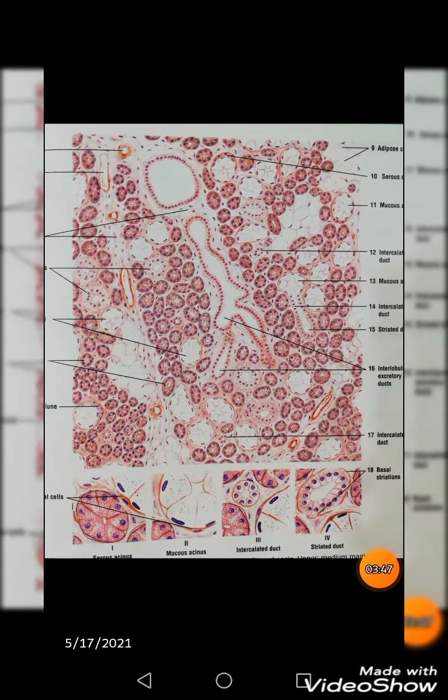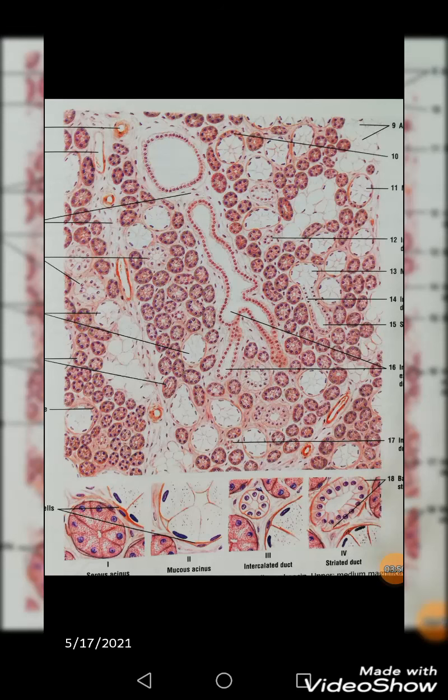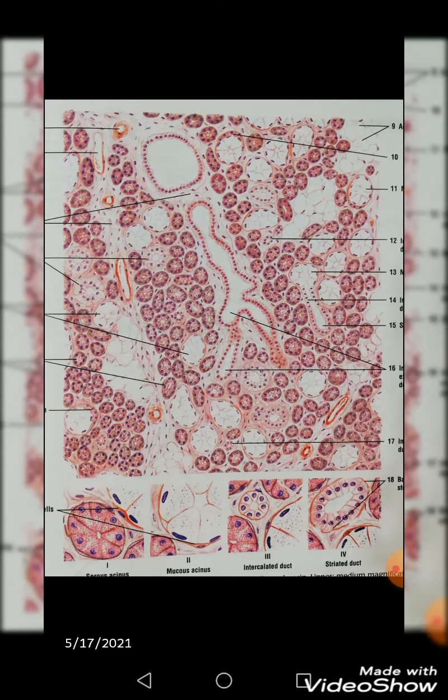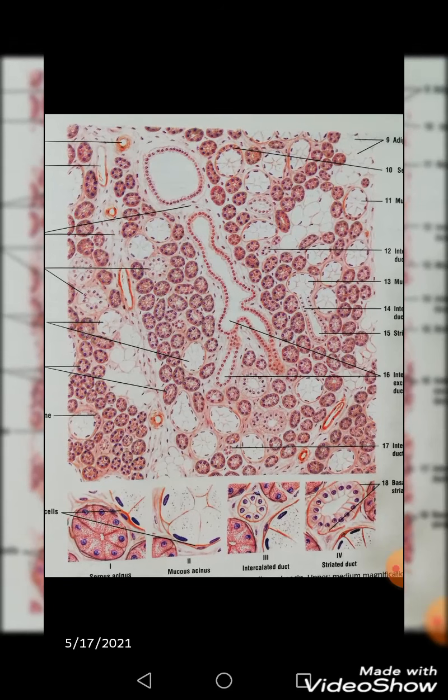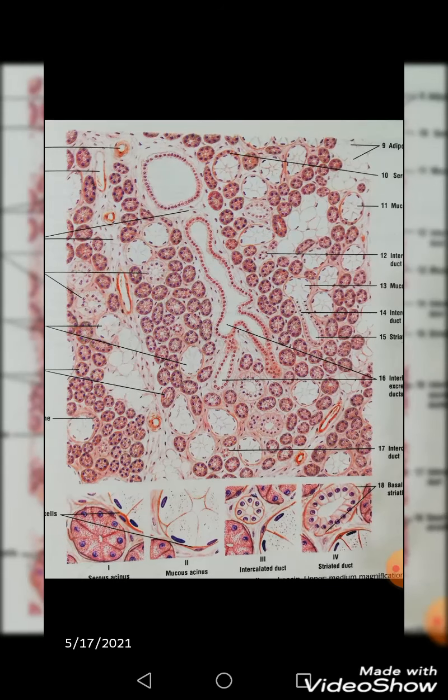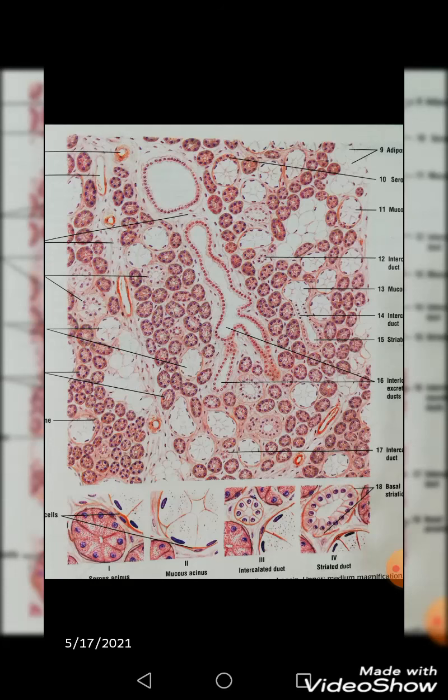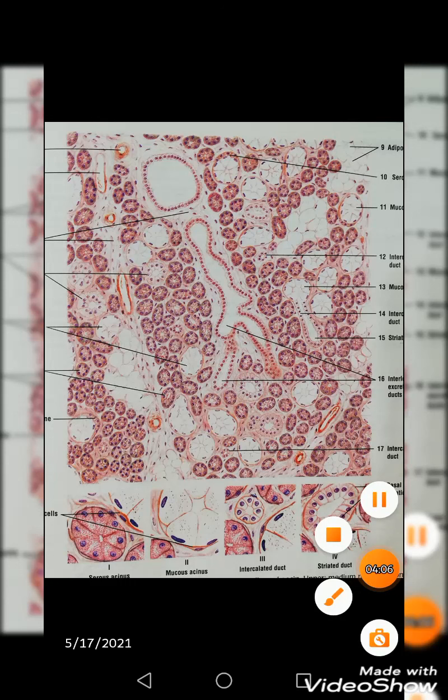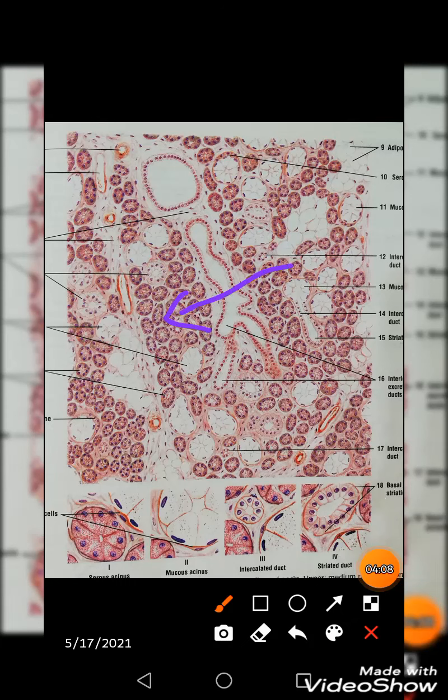Now you are looking at a histological view of the submandibular salivary gland. It is of the mixed variety, but predominantly serous. Mixed means that it also shows mucus acini. In the picture, the darker stained ones are the serous acini, and if you concentrate, the lighter stained ones are the mucus acini. We can also expect a bunch of adipose tissue as part of it.